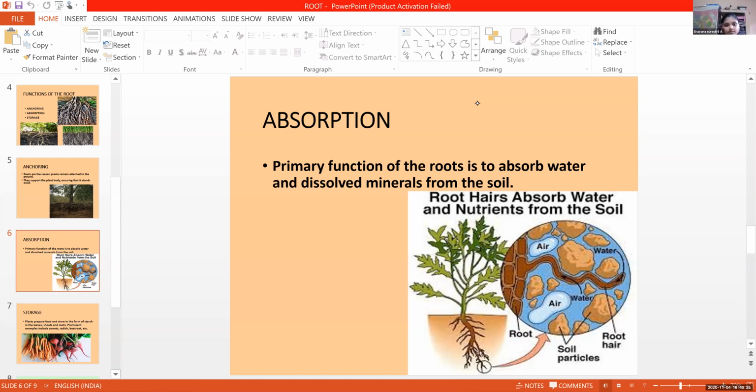Anchoring. Correct. And the second function? Absorption. Very good. Now the third function is storage.